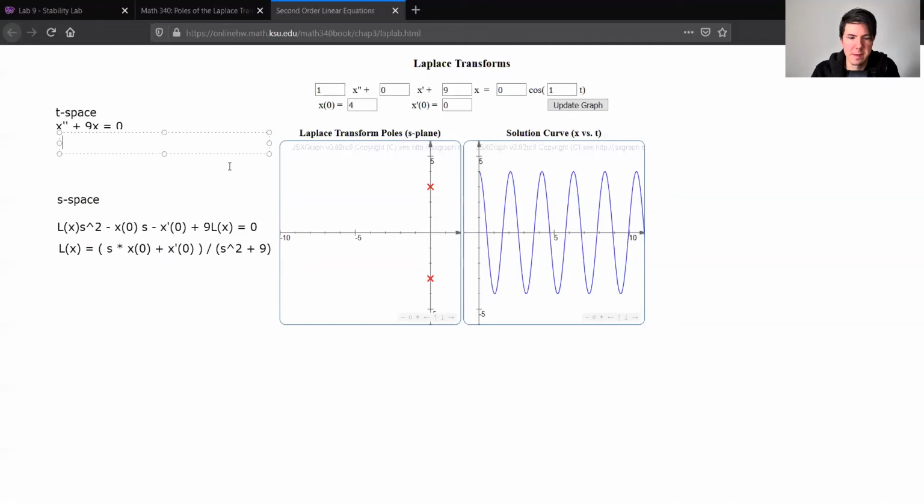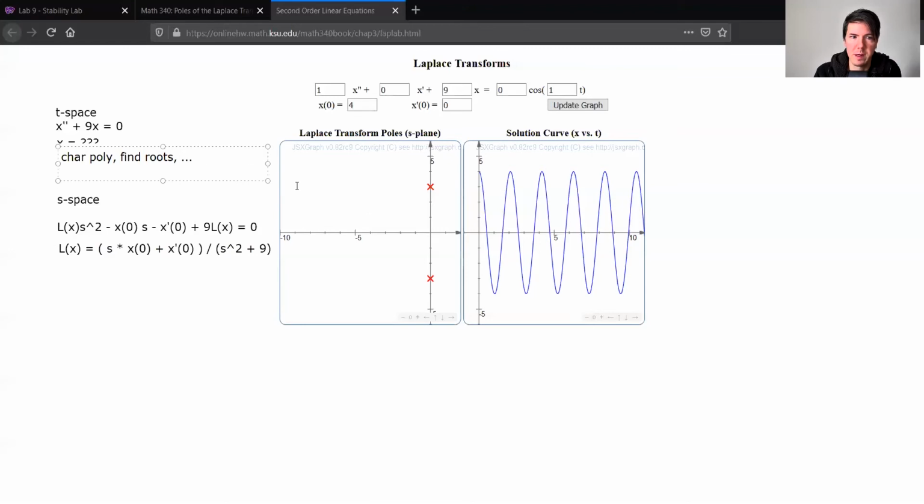Now in the t space, before applying the Laplace transform, we have that x is, well, we don't know. It happens to be graphed for us. So we have the solution curve on the right, the x versus t graph. So we can see what the solution curve looks like. And we do know techniques to find the solution curve. In the t space, we can apply the characteristic polynomial, find roots, and so on.